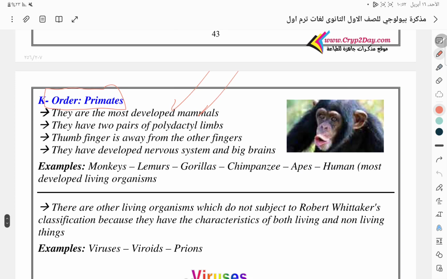Order Primates. They are the most developed mammals and they have two pairs of pentadactyl limbs. The thumb is away from the other fingers, and they have a developed nervous system and a big brain, like humans, monkeys, chimpanzees and gorillas.